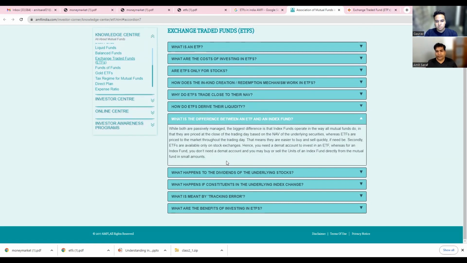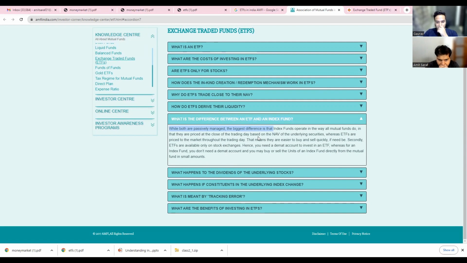What is the difference between an ETF and an index fund? Read it for me, please. Yeah. While both are passively managed, the biggest difference is that index funds operate the way all mutual funds do, in that they are priced at the close of the trading day based on the NAV of the underlying securities, whereas ETFs are priced to the market throughout the trading day. That means they are easier to buy and sell quickly, if need be.